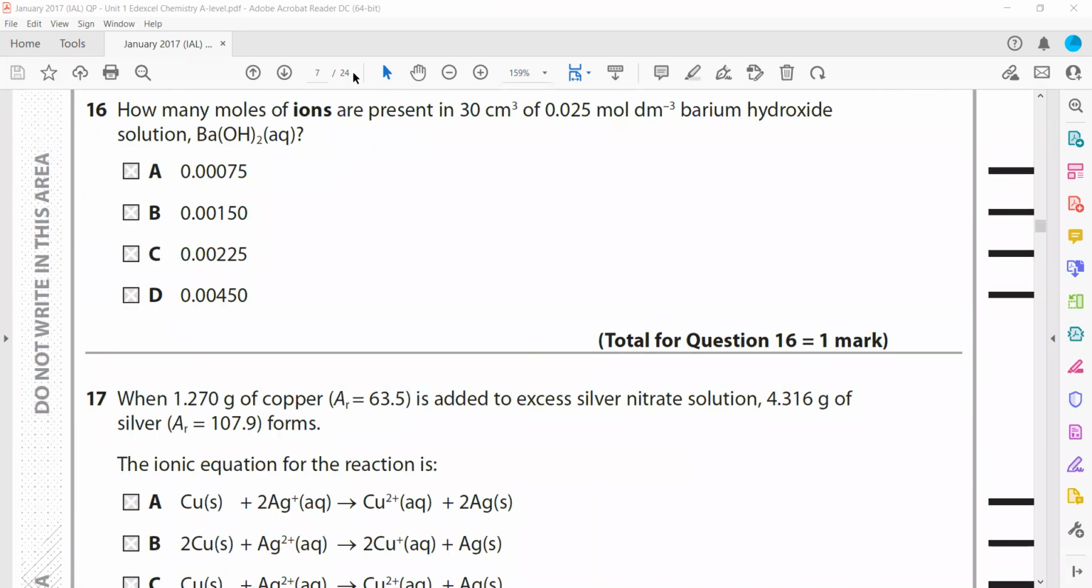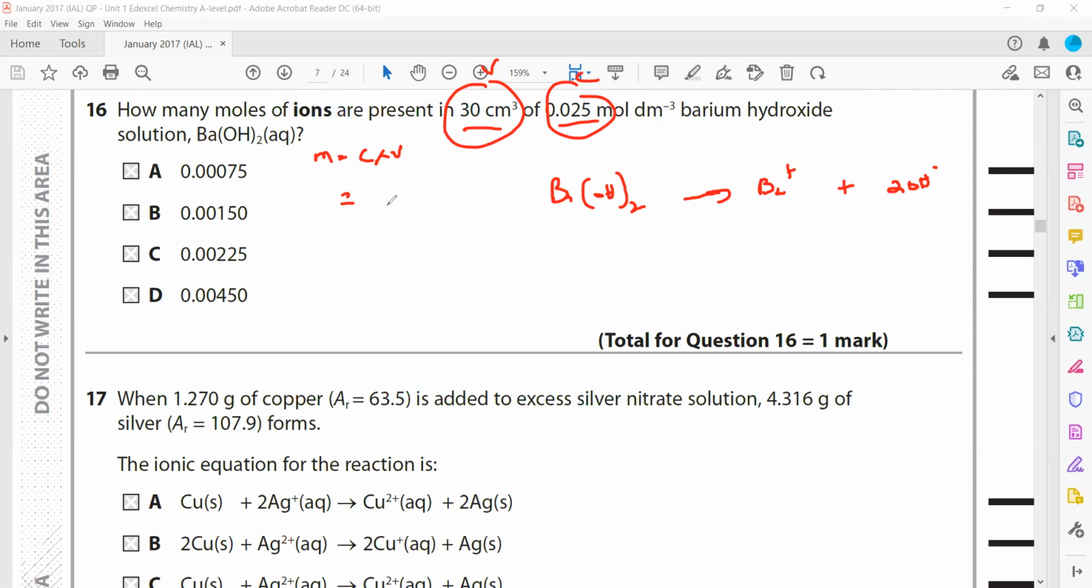So how many moles of ions are present in 30 cm cube of 0.025 barium hydroxide? So barium hydroxide will dissociate into one barium ion and two hydroxide ions. First we have the volume and we have the concentration. We'll find the moles. So moles equal concentration times volume: 0.025 times volume, 30 divided by 1000, because we have to convert cm cube into dm cube. That will give us the moles of barium hydroxide.